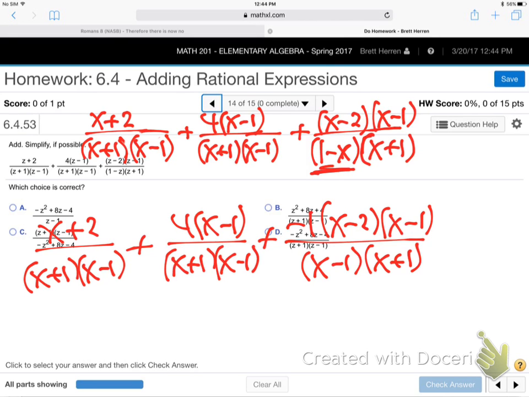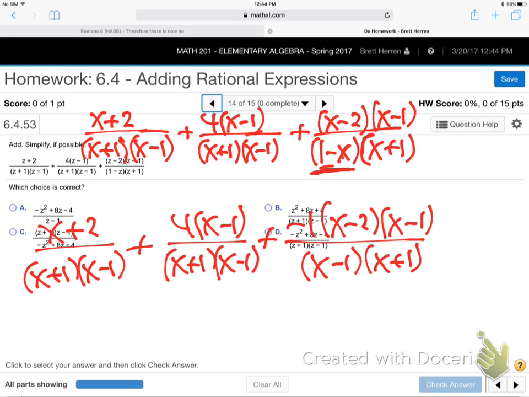Now the bottoms all match, don't they? So what do we do as soon as the bottoms all match? Go shopping? Find LCDs? Go to our neighbors? And what's missing? No, we don't mess with any of that. That's only work we do to make the bottoms match. But once the bottoms match, what do we do? Combine the tops, we're done. Order doesn't matter. These are the same two things.